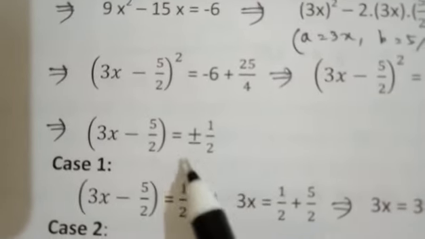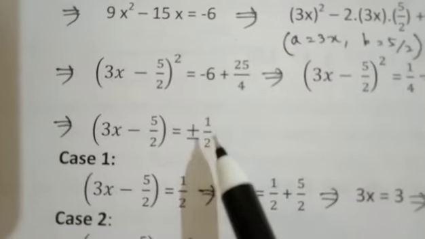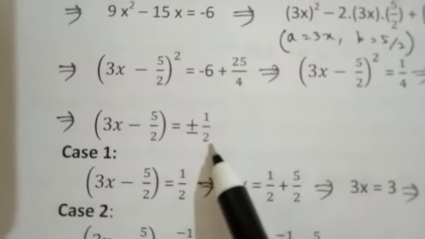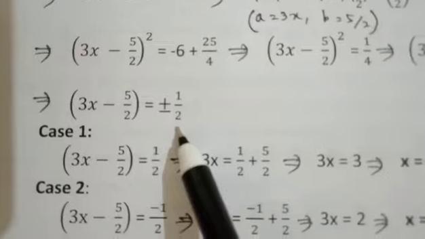Why are we taking plus minus? Because it's a quadratic equation and we have to take both the values, plus as well as minus. Now from here, the question has been divided into two parts.